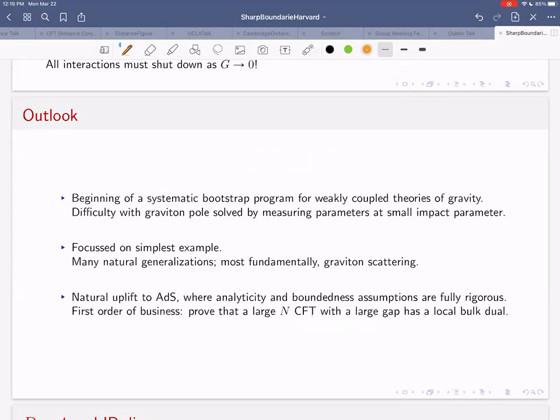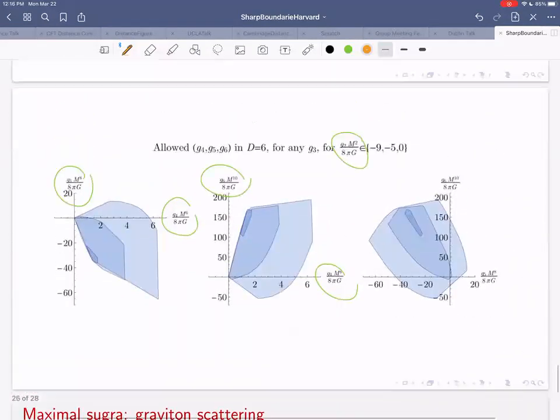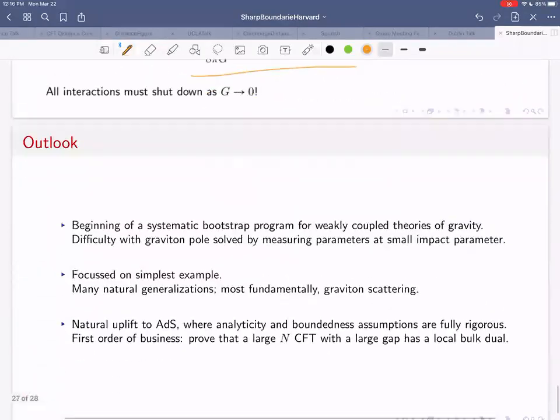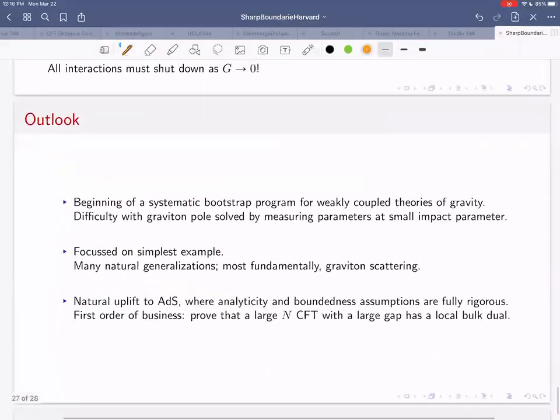The AdS story is in spirit very similar, technically a lot more involved, but the recent developments in analytic bootstrap, such as dispersion relations in Mellin space and related ideas, allow for an almost straightforward translation of this story to AdS. And there, of course, you have the advantage that these axioms are completely rigorous. The first order of business is to prove that the large N CFT with large gap truly has a local bulk dual, in the sense that you find this precise suppression of the higher derivative couplings as you send the gap to infinity. And this is something which we think we can now do. Let me conclude here. Thank you.